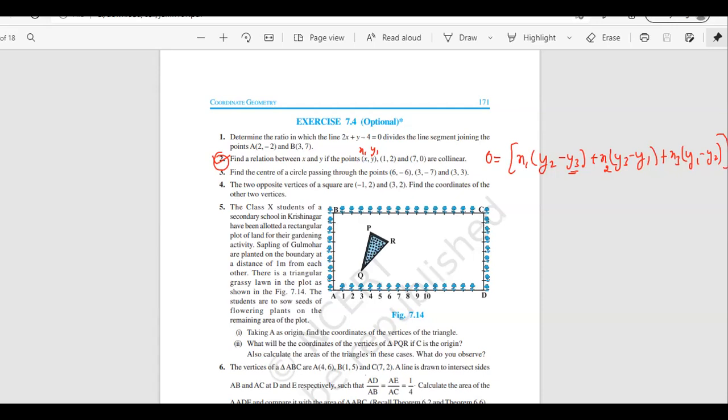So the relation is x is equal to 4 minus 2y, or x plus 2y is equal to 4.